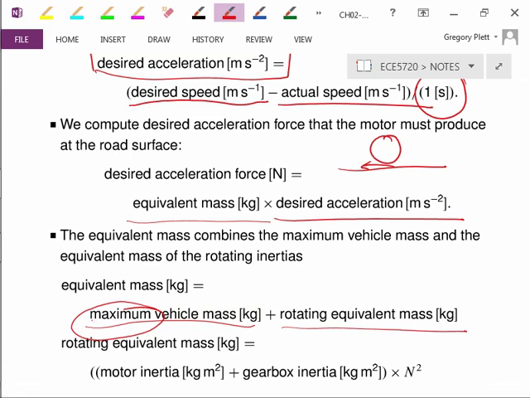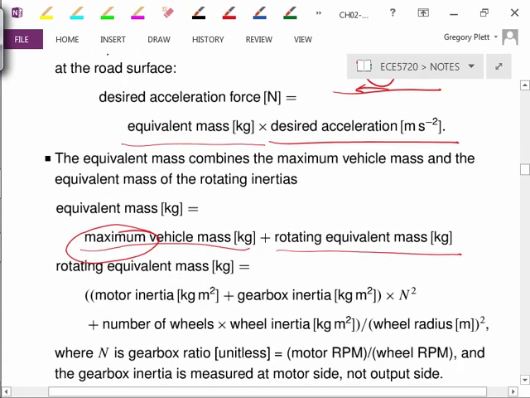The rotating equivalent mass takes the motor inertia, which is a kilogram per meter squared item, and it takes the gearbox inertia, also in kilograms per meter squared, and multiplies by n squared. Now n is the gearbox ratio of motor RPM divided by wheel RPM, so it might be like 5 to 1. So n would be 5. And so here I'd be multiplying by 25.